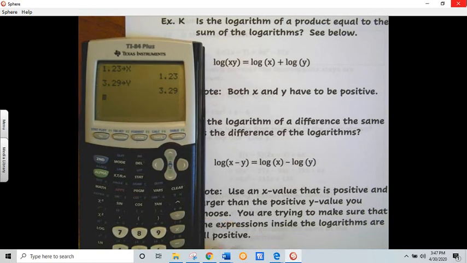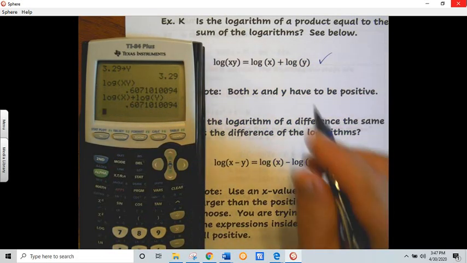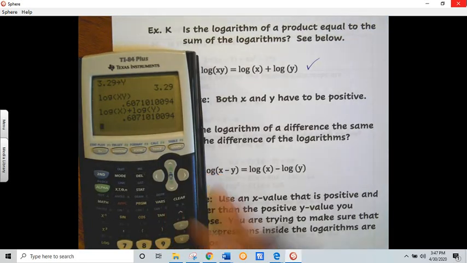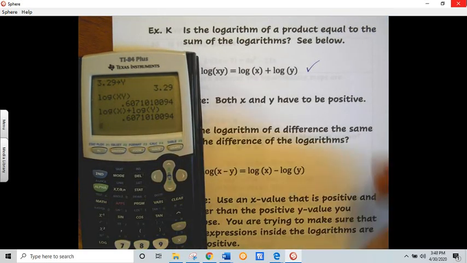All right, so the common log, and it's right here, right next to the 7, it says log there. The common log of x times y, hit alpha 1, is this amount. And now we're going to take the common log of x, close your parentheses, you have to use these parentheses, plus the common log of y, alpha 1, and we get the same value. So that's true, and if you memorize that, it'll make you sound really smart. The logarithm of a product is equal to the sum of the logarithms.